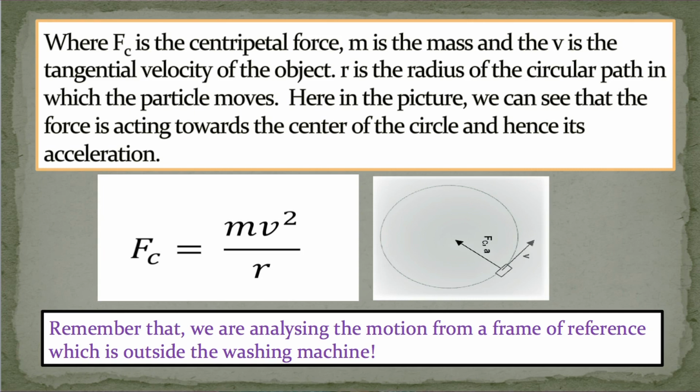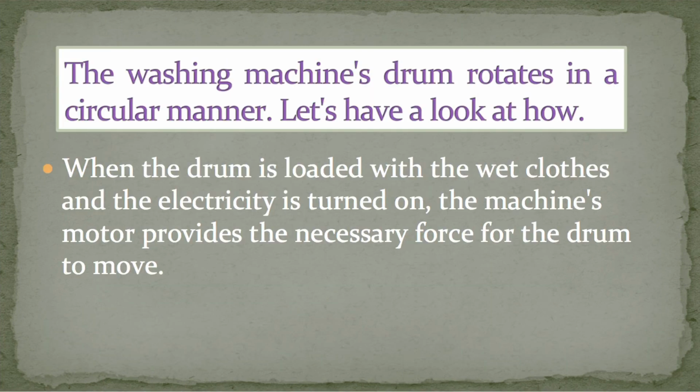Here one thing has to be remembered, that we are analyzing the motion from a frame of reference which is outside the washing machine, that is, we are not in the washing machine. The washing machine's drum rotates in a circular manner. Let's have a look at how. When the drum is loaded with the wet clothes and the electricity is turned on, the machine's motor provides the necessary force for the drum to move.